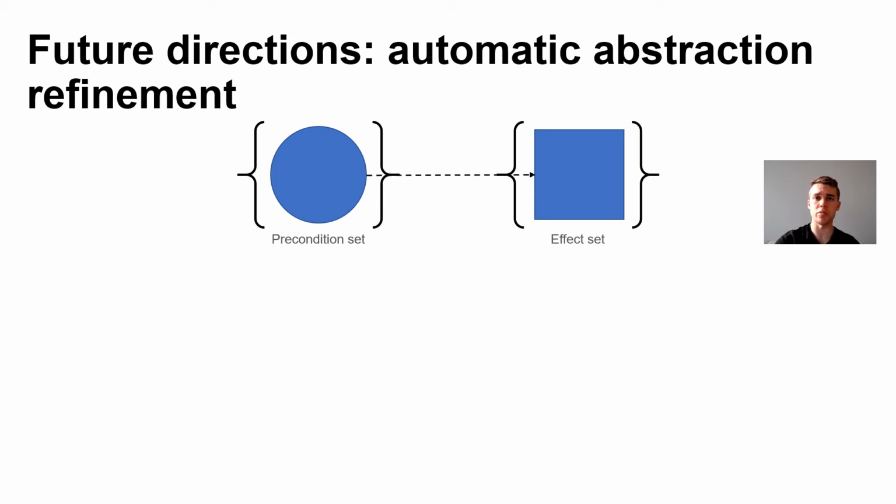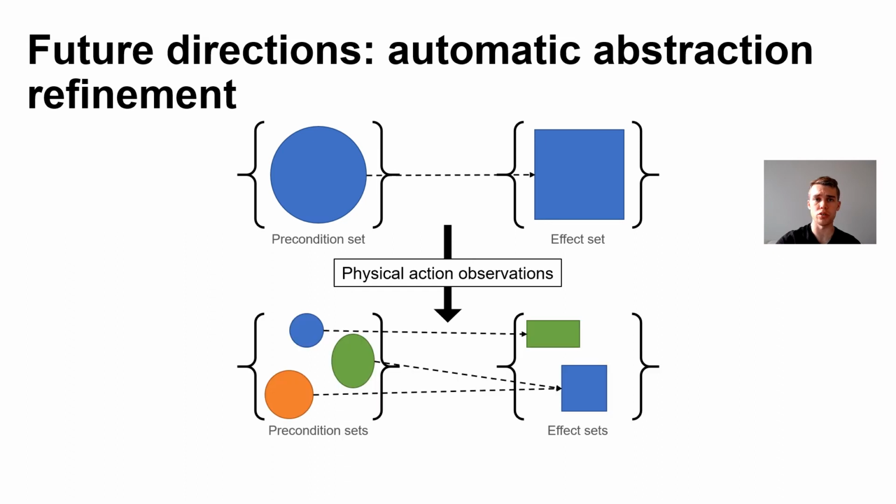Automatic abstraction refinement tries to start from an easy to create and even potentially incorrect abstraction for an action, and by observing how that action works in the real world, automatically create a refined and corrected version of the abstraction that can be used to make a planner faster and more robust.